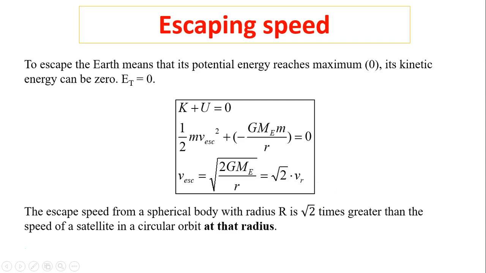Escape speed. To escape the Earth means its potential energy reaches maximum. So the minimum escape speed is when its kinetic energy is set to 0, because that's the minimum. So K plus U equals 0. That means 1/2 m times escape speed squared plus the potential energy at that radius has to be 0. So the escape speed for any radius is square root of 2 times the circular speed. The escape speed from a spherical body with radius r is square root of 2 times greater than the speed of a satellite in a circular orbit at that radius.